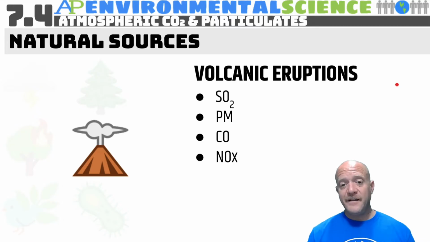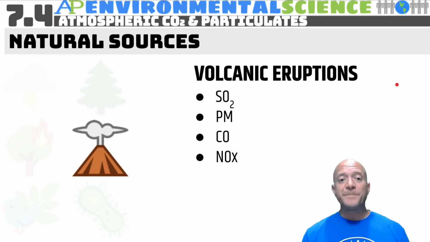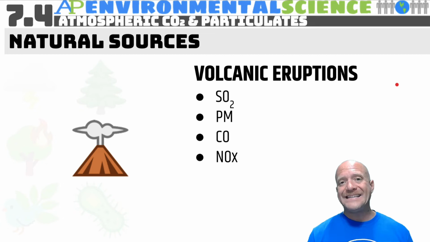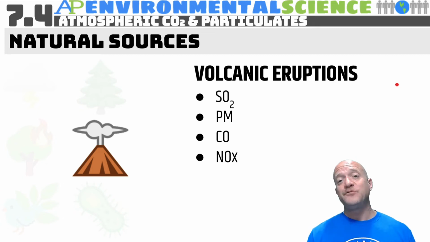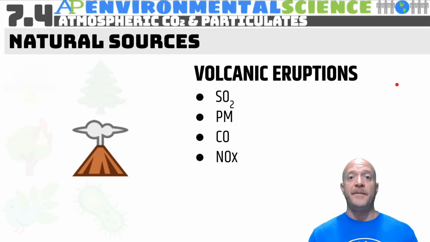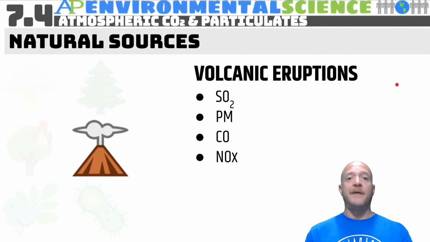Volcanic eruptions. Volcanic eruptions can release sulfur dioxide, particulate matter, carbon monoxide, nitrogen oxide, and also carbon dioxide. Now, the amount of carbon dioxide that is released, while it may be significant, is definitely not as much as the other sources of carbon dioxide, but carbon dioxide does still come from volcanic eruptions.